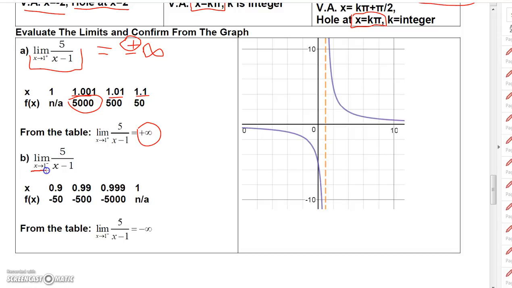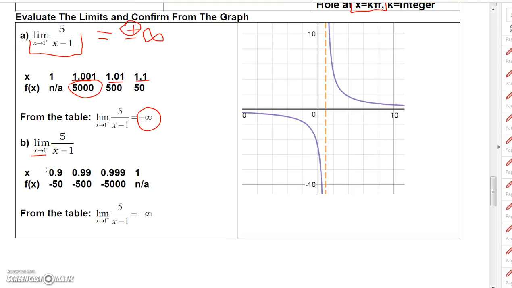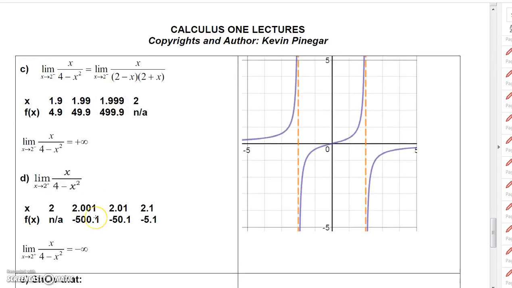Now if you want to evaluate the limit as x approaches 1 from the left, well, then pick numbers close to 1 on the left. And so when I put 0.999 in, I got a large negative number. So the limit as x approaches 1 from the left must be negative infinity. So that's a tactic that you can employ here.